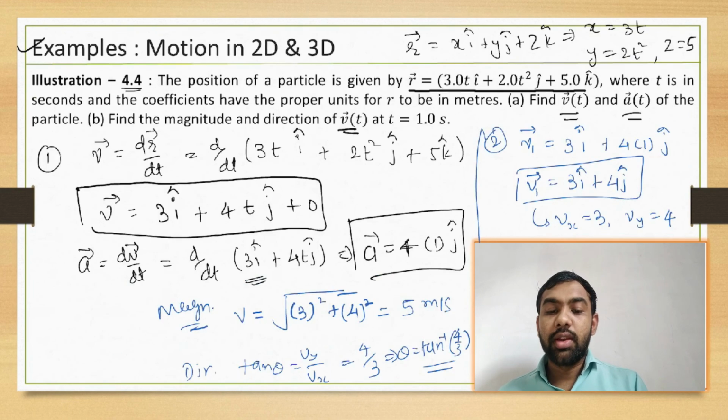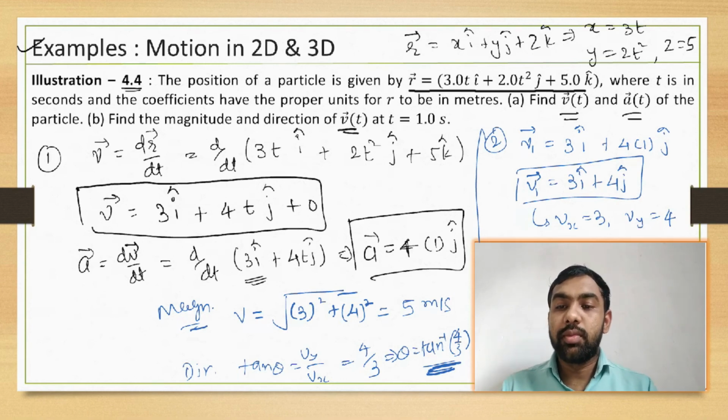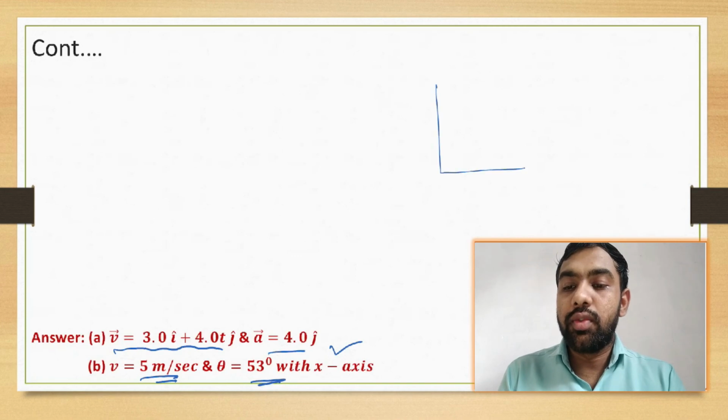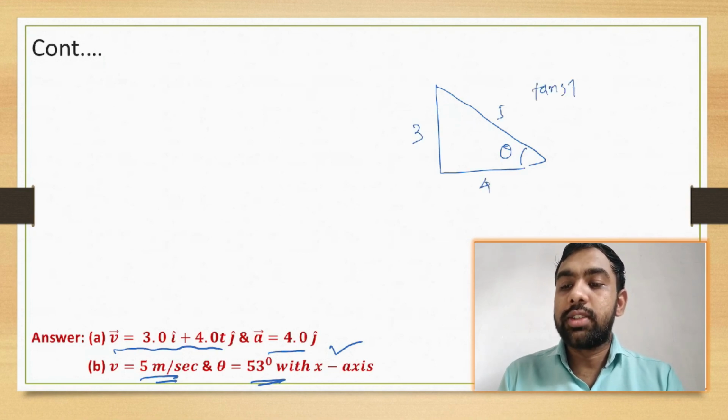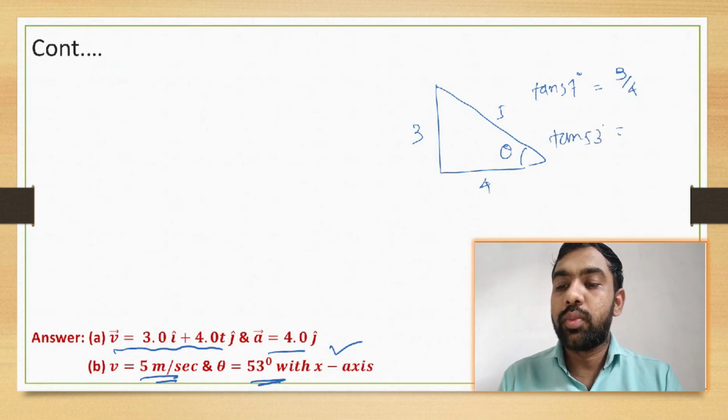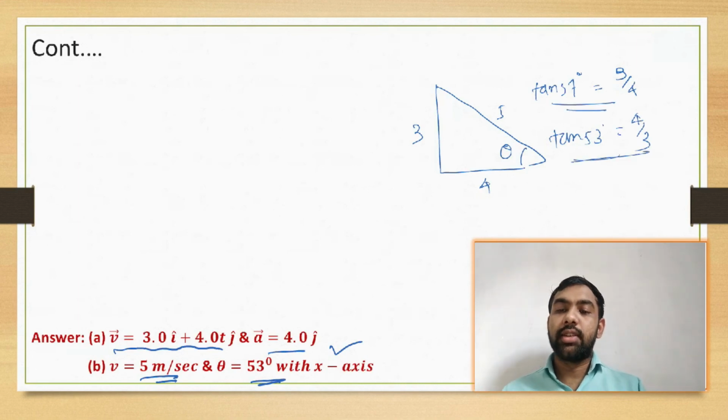Yahan pe dekho, 53 degree with x, tan inverse 4 by 3. Okay, tan inverse 4 by 3 matlab kya? 53 degree hua na. If you know this triangle, if you know this one is theta, this one is 3, 4 and 5, then tan 37 is equal to what? 3 by 4, and tan 53 is equal to what? 4 by 3. Okay, so this is our triangle, if you remember this one, and we studied about this in the previous sessions. Okay, so all of you guys note this example in your books, then after we will go to this next one. Note it.